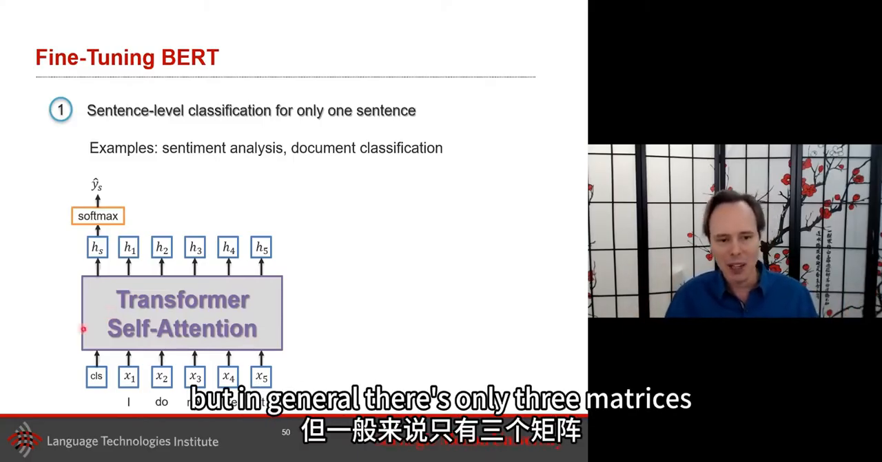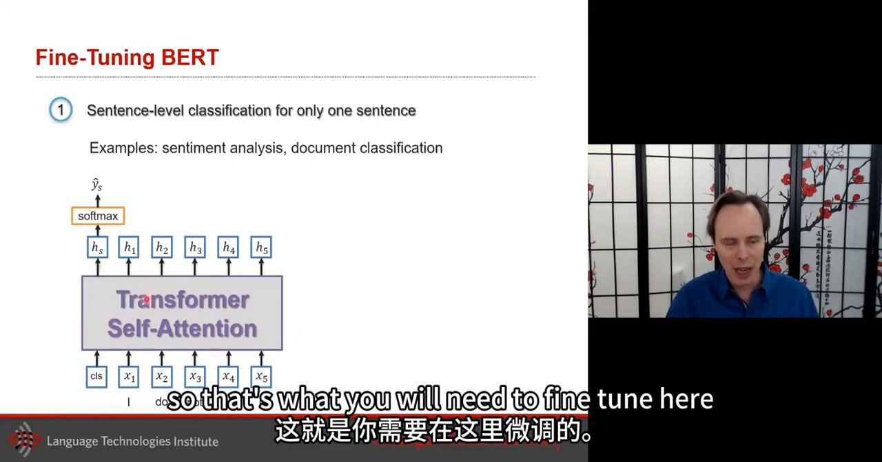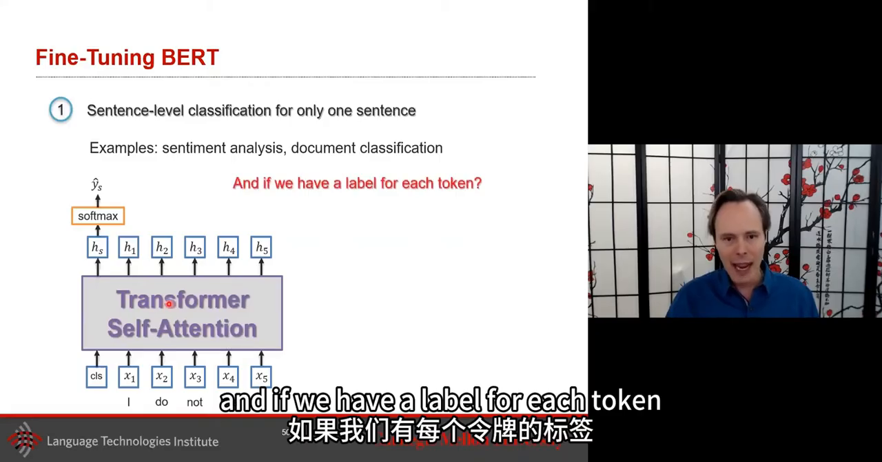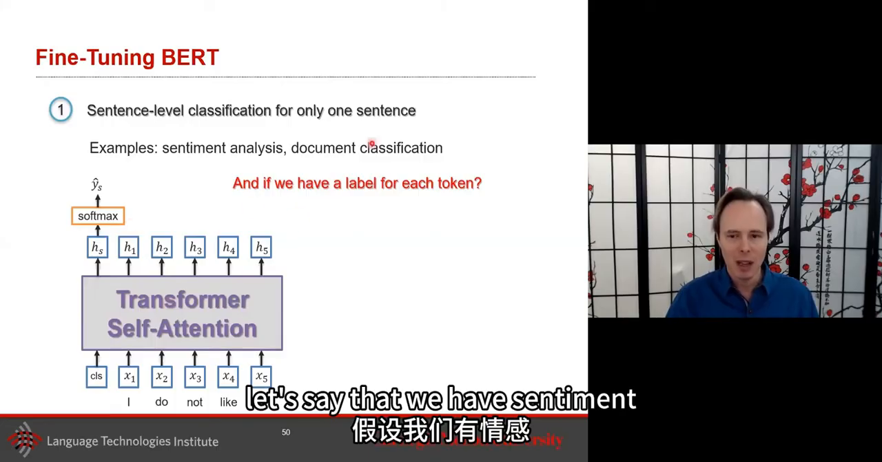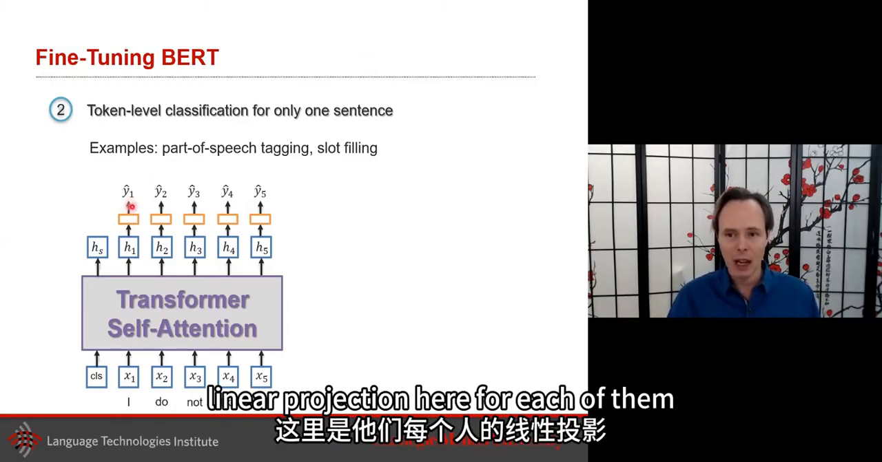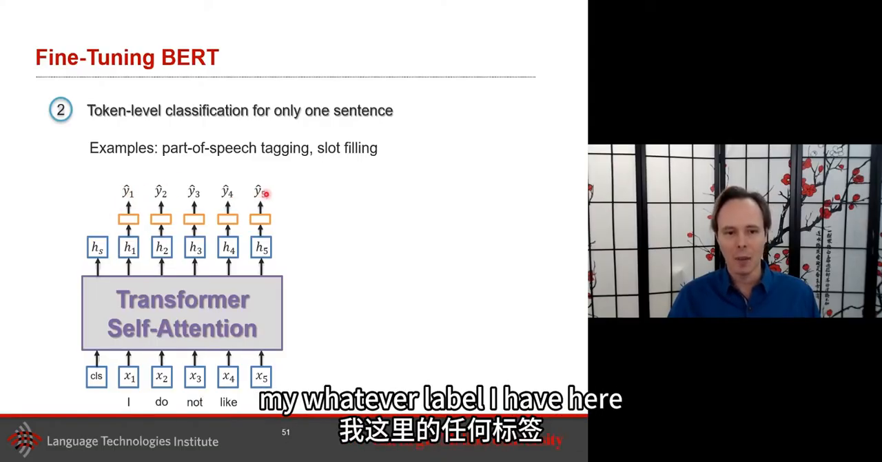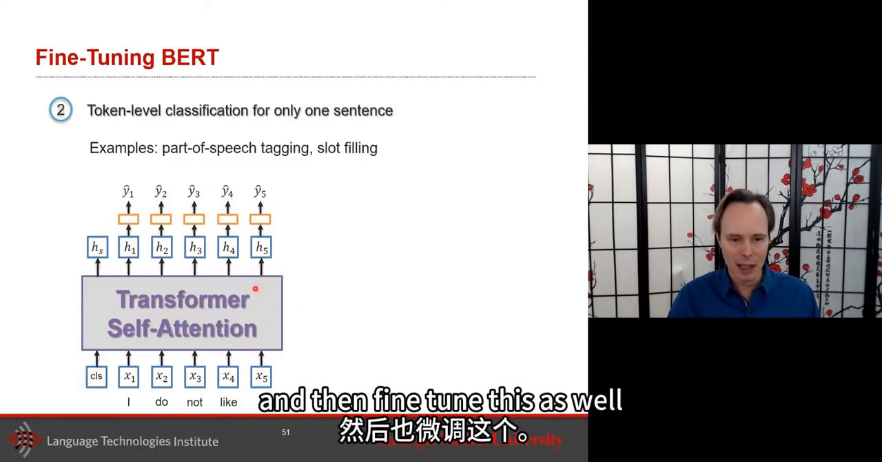But in general, there are only 3 matrices for each layer to train. So that's what you will need to fine-tune here. And if we have a label for each token, let's say we have sentiment for each token, then I can have just a simple linear projection here for each of them, to project my embedding into whatever label I have, and then fine-tune this as well.